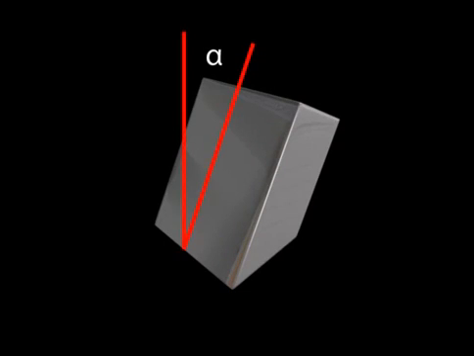The rake angle has the most influence on cutting. It is the angle at which the knife edge enters the material. For harder materials, a smaller rake angle is required to withstand the increased impact forces. For softer materials, a larger rake angle can be used.